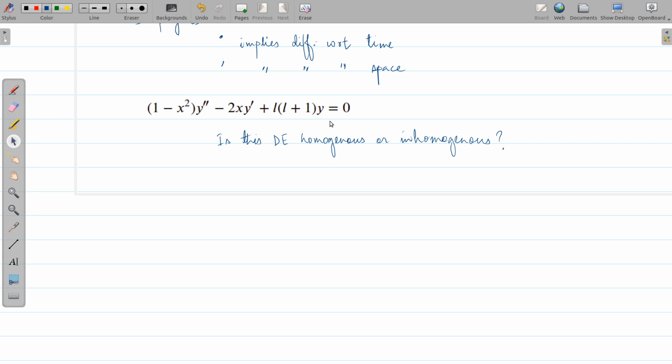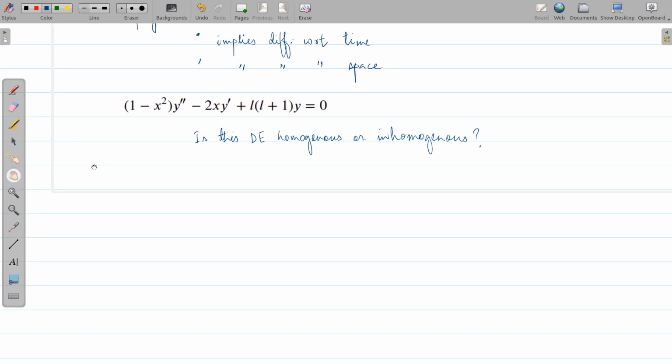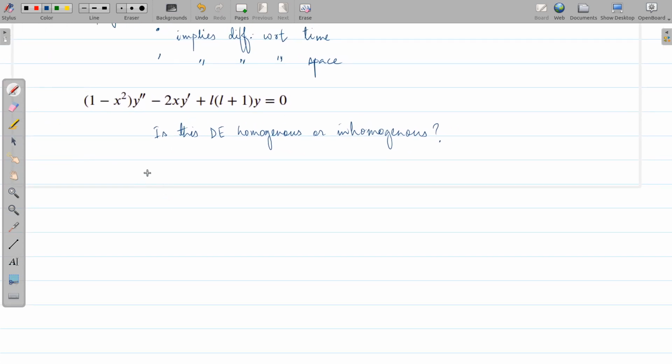Sir, inhomogeneous. It is inhomogeneous. What is an inhomogeneous differential equation? Sir, as far as I know, the powers of x are different here. No, not powers of y, no. That's not what homogeneous or inhomogeneous means.